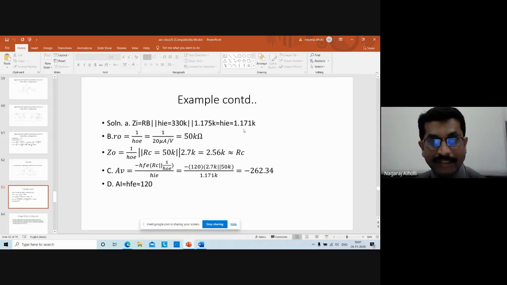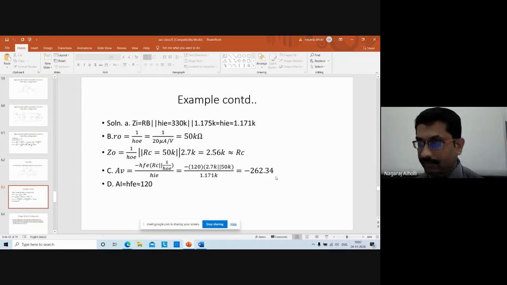Whatever we are calculating, that only we have to consider in the design. In the voltage gain formula, we consider the value of HIE as 1.171 kilo ohms. Got the point here? We have to adjust the values according to our design; these are given by the manufacturers. Therefore, substituting minus 120 into 2.7K parallel 50K, divided by 1.171K, we will get minus 262.34. Just verify your answers.